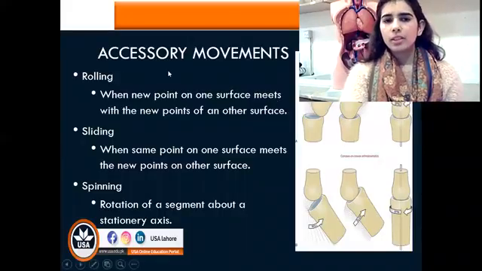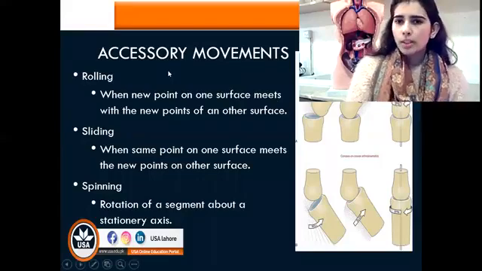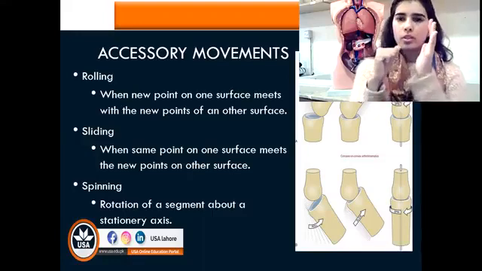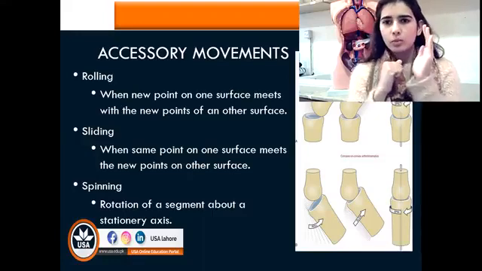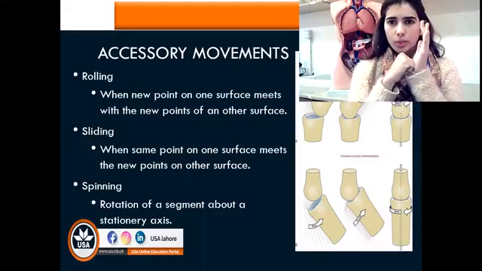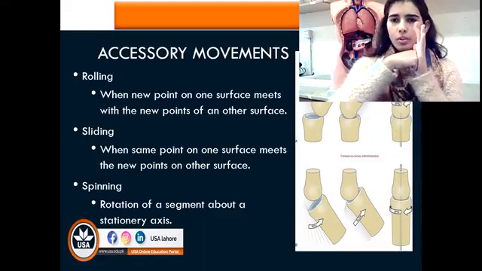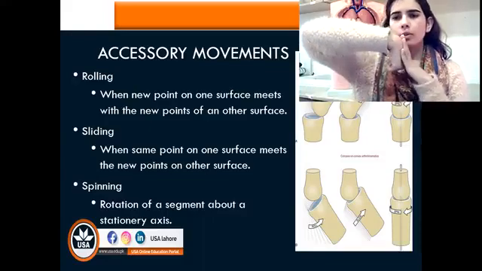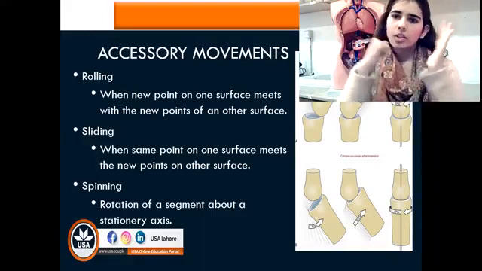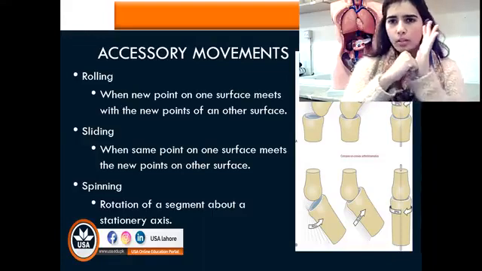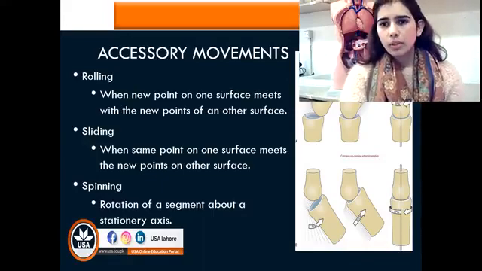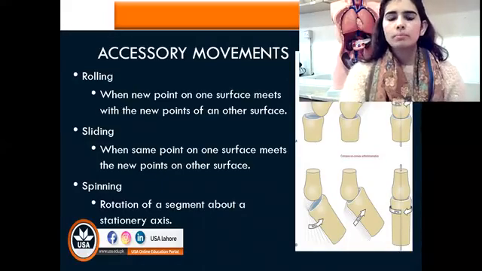So the first one is rolling. When a new point on one surface is coming in contact with a new point on the other surface, see it like this. If this is one articulating surface, this is the other articulating surface. This is the one contact point, this is the second contact point, third contact point, fourth contact point. So all the contact points in this surface and this surface are new. One to one, two to two, three to three, right? So this is what we call a rolling movement.